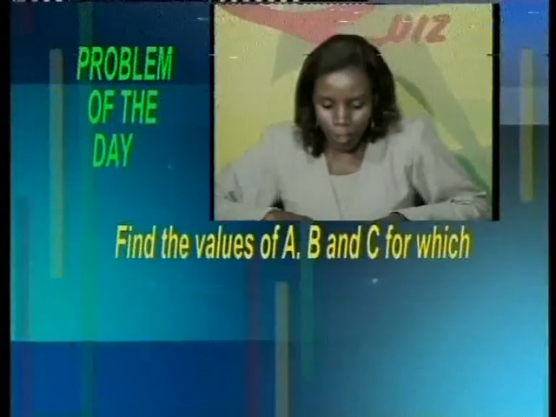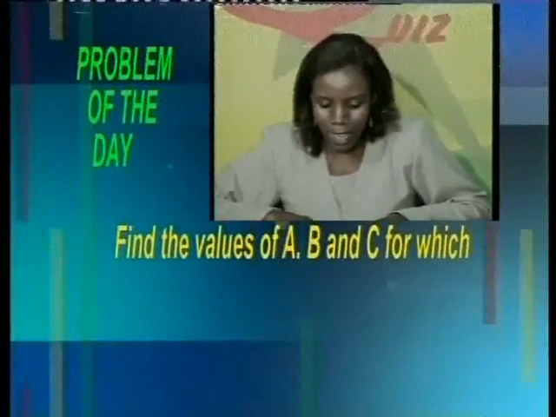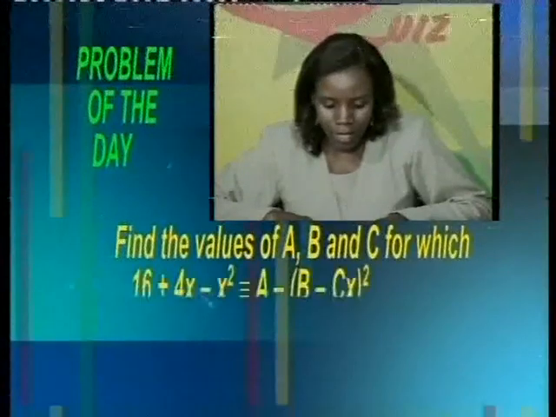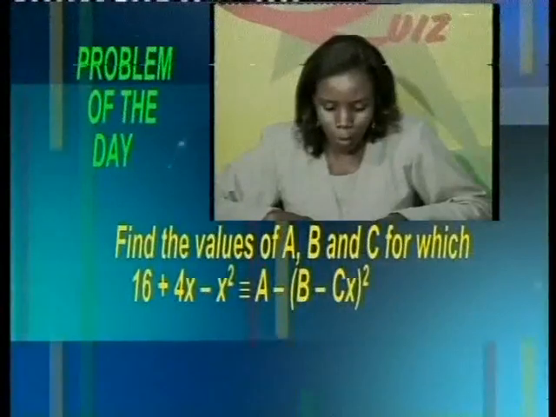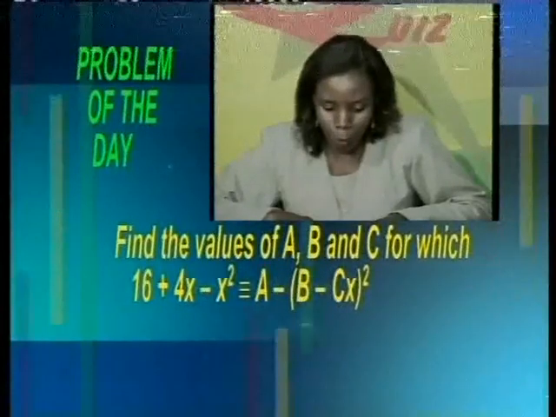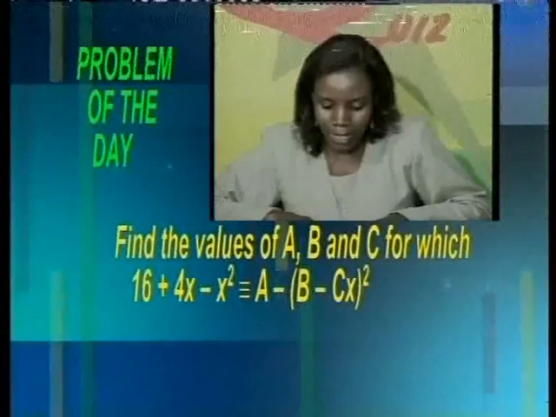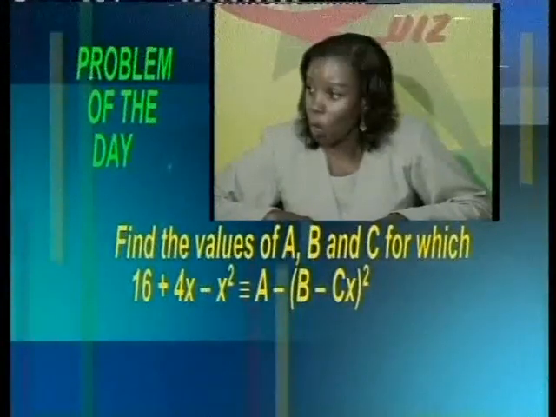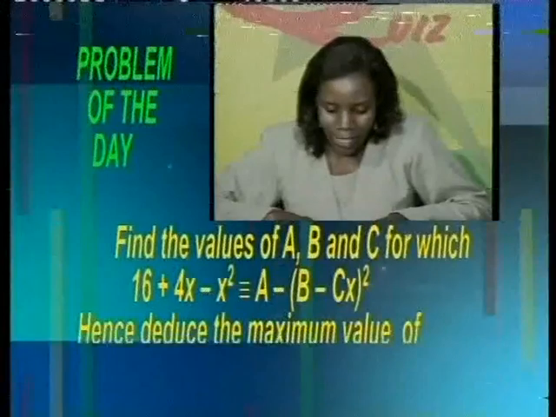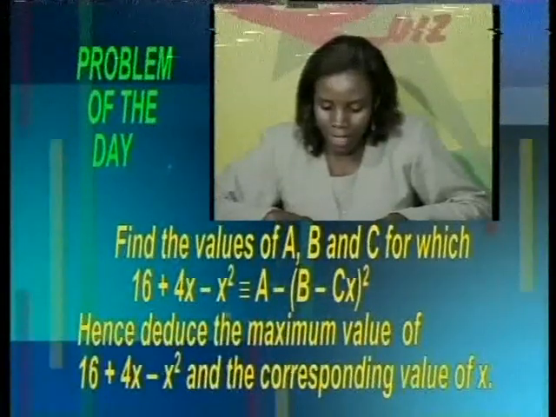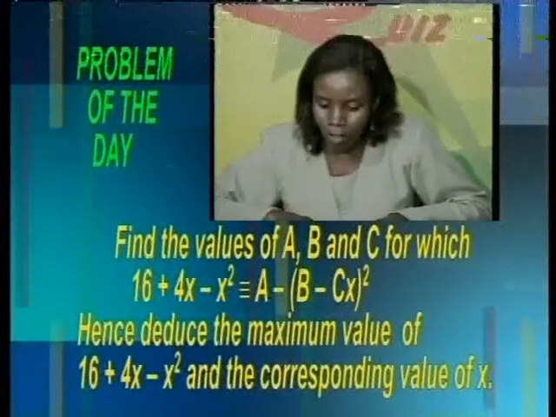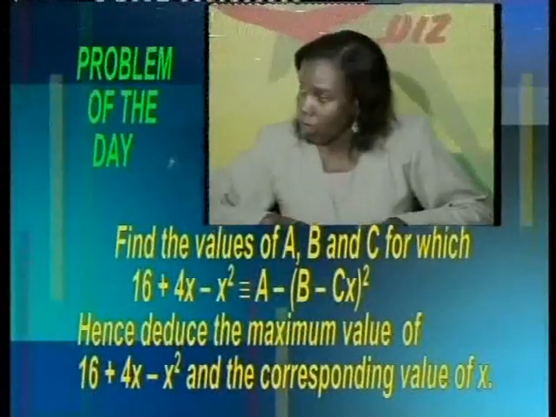Our problem of the day. Find the values of A, B, and C for which 16 + 4x - x² is equivalent to A - (B - Cx)². Hence, deduce the maximum value for 16 + 4x - x² and the corresponding value of x. Good luck, contestants. You may begin.